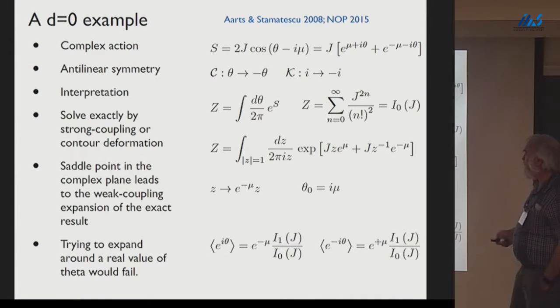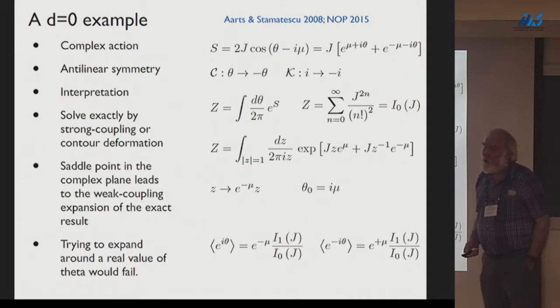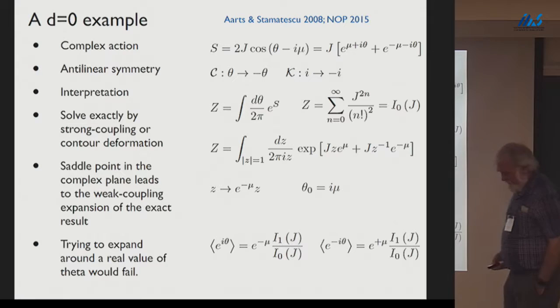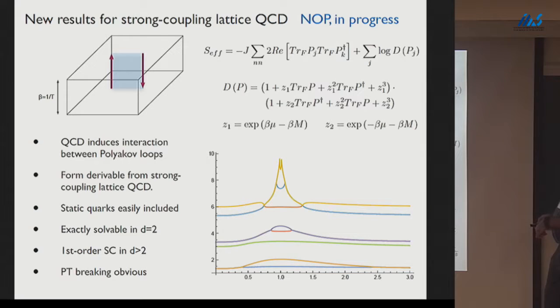If I tried to expand around a real value of theta, which has actually been tried a lot, then you would get incorrect answers. And you see that even though the partition function is independent of mu, expectation values are not. This is the analog of the Polyakov loop in this little zero-dimensional model, and you see it explicitly depends on mu. And this is the analog of trace P dagger, and it explicitly depends on mu. And they're different. We're going to see this all over again and again as we proceed towards a more phenomenological description.